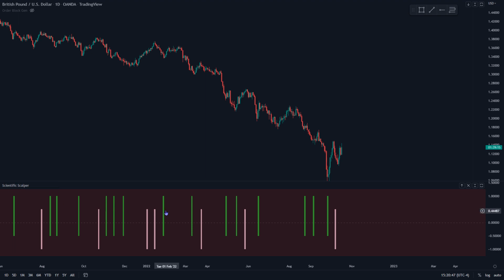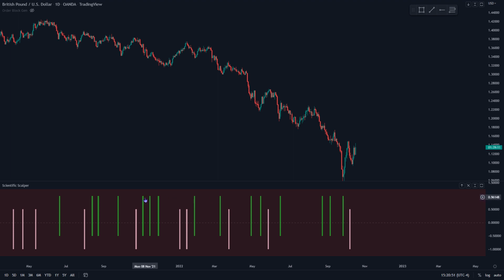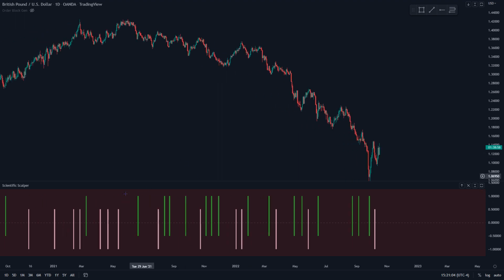Today we're going to go over the Scientific Scalper. We can see here in this lower panel, this is what it is. It shows up in the lower window panel on your TradingView chart. I've got the daily time frame pulled up. I just wanted to show you an example of a bearish way to view this indicator.